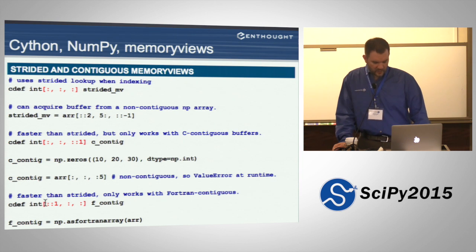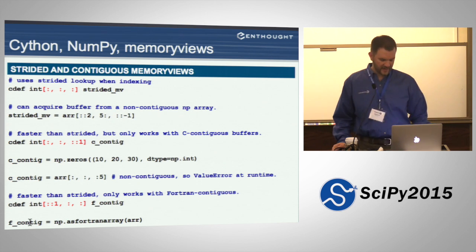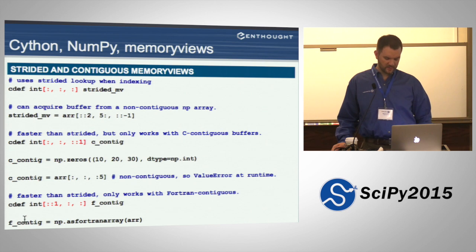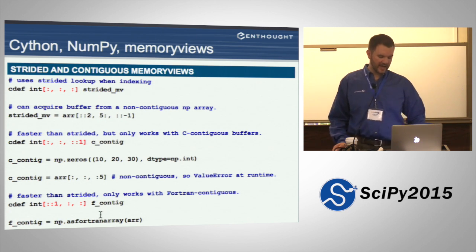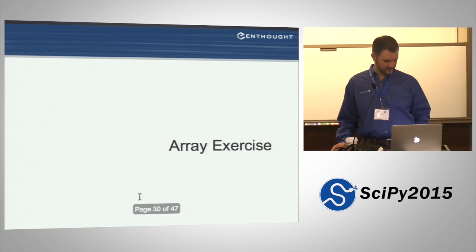Now, we can also put a : 1 in the first slot to make it Fortran contiguous, so as if the first dimension is varying the fastest. And then we can use this memory view, fcontig, on a Fortran array, so np.asfortranarray, to make a Fortran contiguous version of the array.